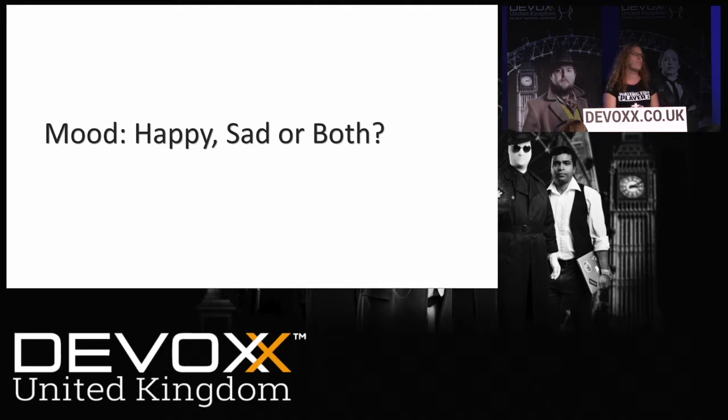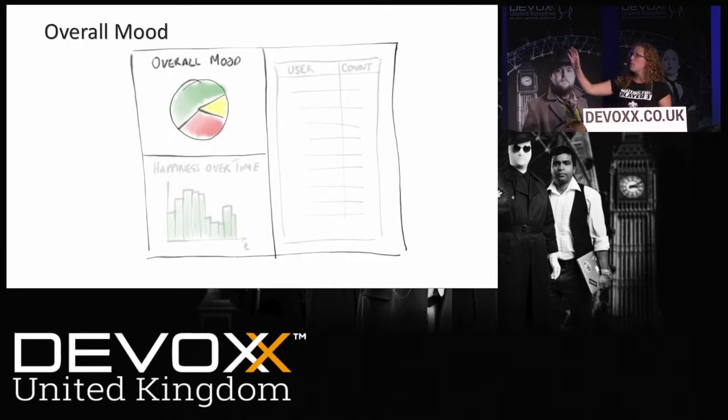Let's look at the moods of tweets. We want to see if overall the tweets about, let's say, the conference are generally happy, generally sad, or maybe they contain a mixture of both emotions. We're going to display this in a pie chart. So green for happy, red for sad, yellow for I'm not really sure what mood I am.